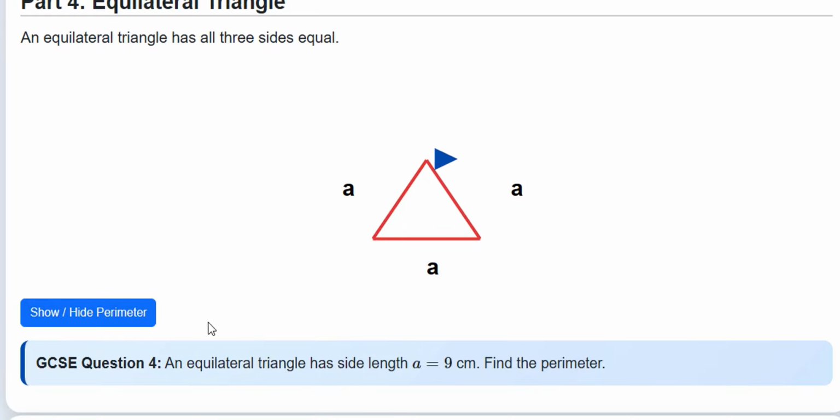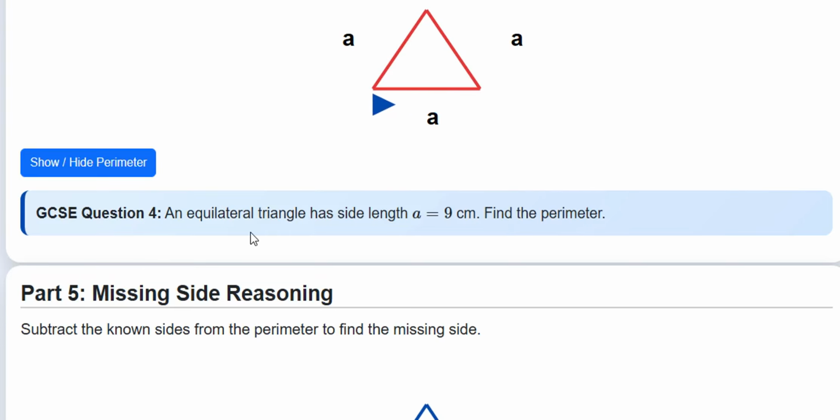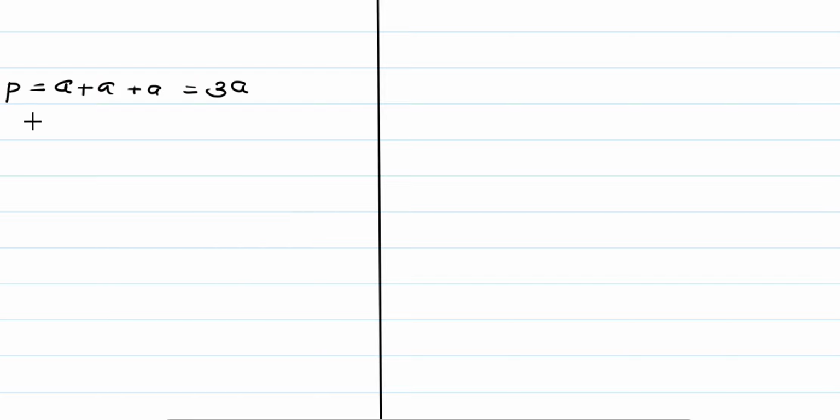So, to apply that in an example, we are told in this question, an equilateral triangle has a side length of A, which is 9 centimeters. Then you are told to find the perimeter. So in this case, it will be perimeter P is given by 3A.